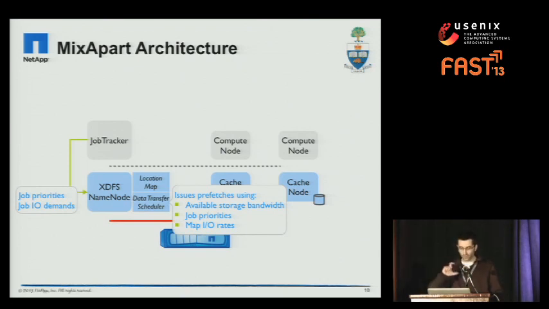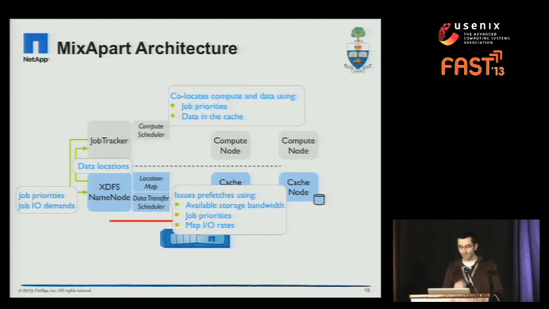Now, remember I said that the two layers collaborate. So far it's been one way, but the name node also exchanges the data location information with the job tracker, both for data that's currently in the cache as well as for in-progress prefetches. And at the job tracker level there's a compute scheduler component, which uses the location information and the job priorities to collocate computation and data.